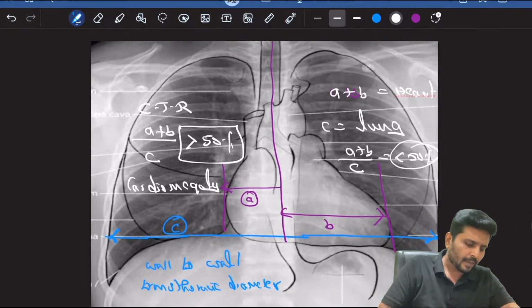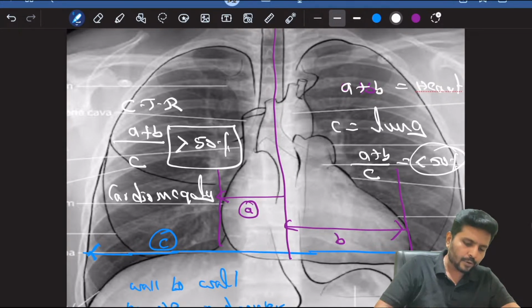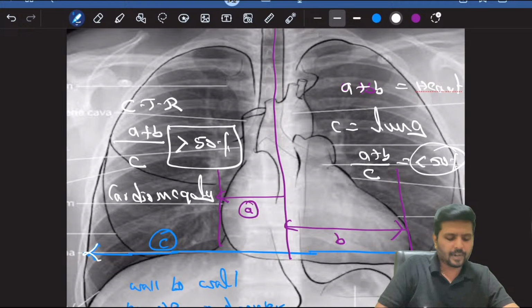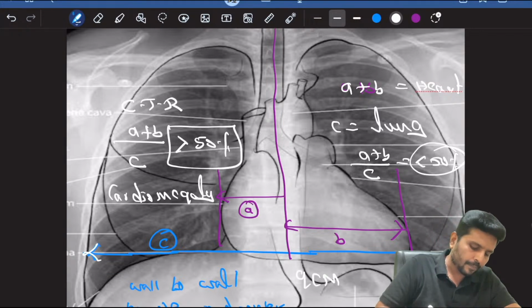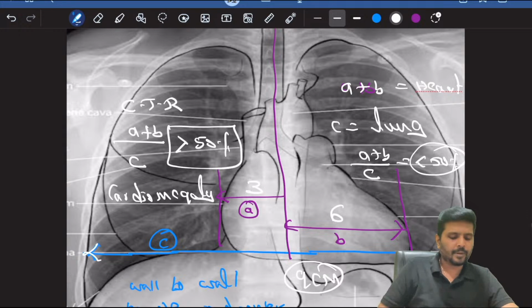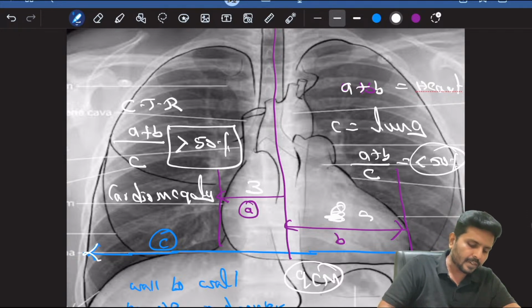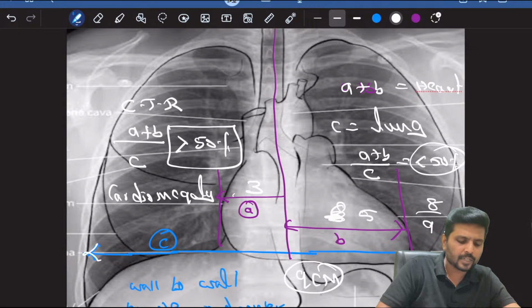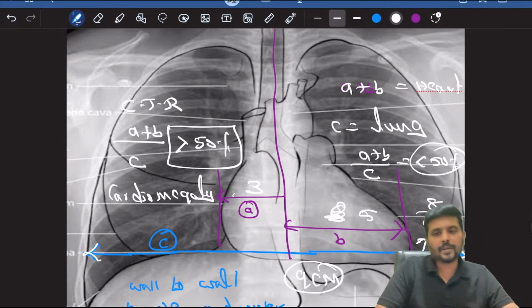For example, let me measure from here to here. It is somewhere around 9 centimeter. Let me say A is around 3 centimeter and B is somewhere around 6 centimeter, or else I can say 5 centimeter. So 3 plus 5, 8 divided by 9. So it is more than 50%.